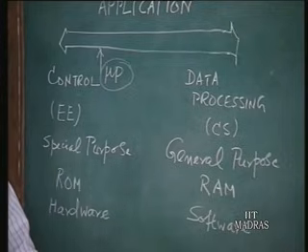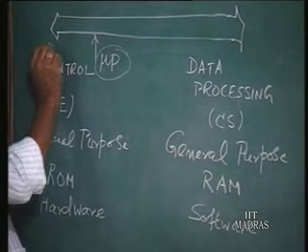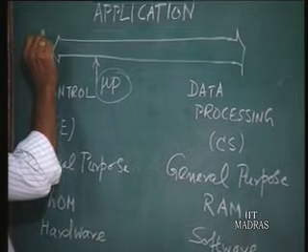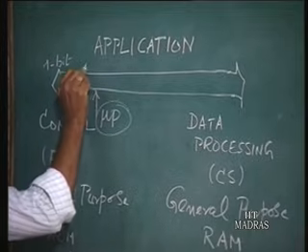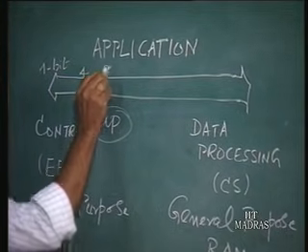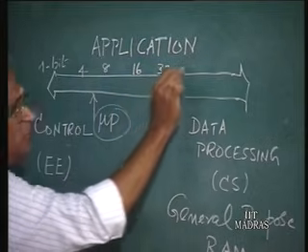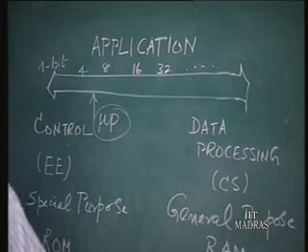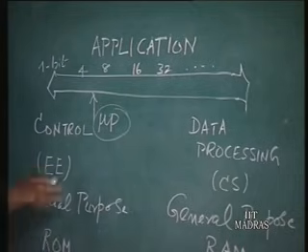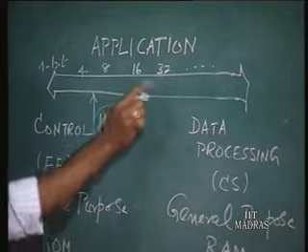Suppose the width of the data that is being processed is 1 bit at this end. The microprocessor's evolution started with 4 and then subsequently 8-bit and then 16, 32, 64 and so on, it keeps going. So, you can really say that in the case of data processing, the data width is more. In the case of control application, generally the data width is less. And microprocessor started with 4-bit, then evolved and so on.